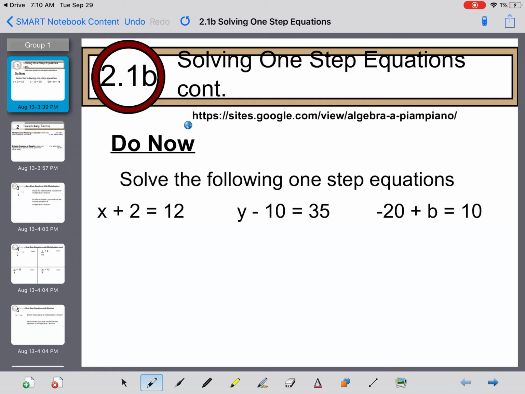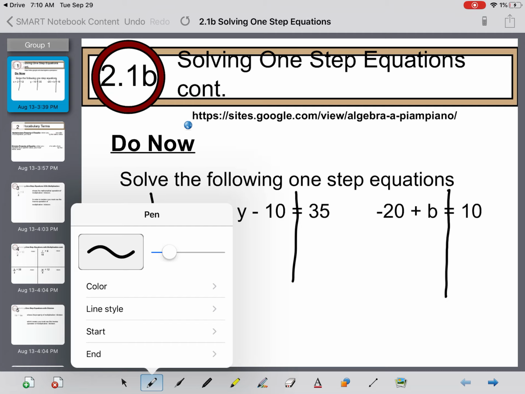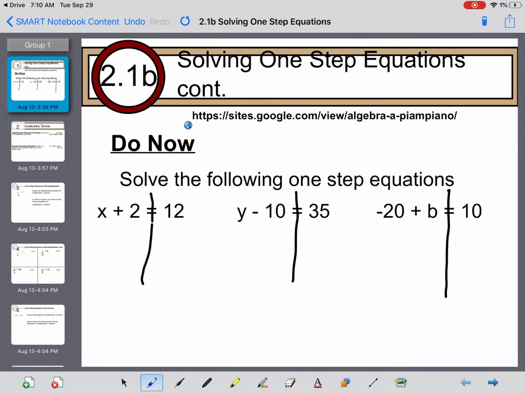If you look at the do now here, we have some of those addition and subtraction one-step equations that we completed in our previous lessons. The first one, well, remember, always put your line through your equal sign so you can keep your equation balanced. Then you identify what is happening to the variable. X is being added by 2, x plus 2, so I'm going to subtract 2 from both sides. Remember, the goal is to isolate x or get it by itself. X equals 12 minus 2 is 10.